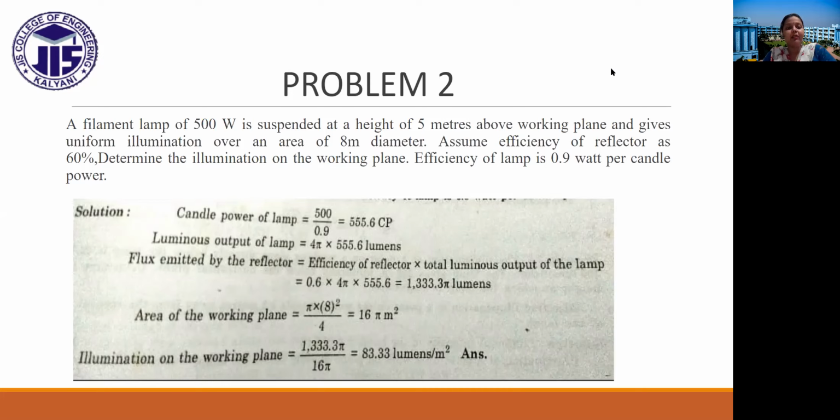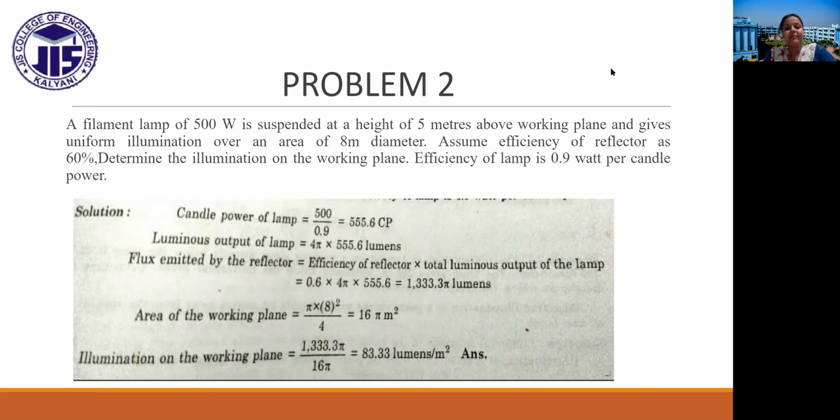So here candle power of lamp is 500 watt divided by 0.9. So it will be 555.6 candle power. Now luminous output of lamp. Here candle power is given and you know the MSCP formula, which is total lumen divided by 4 pi. So you know the candle power, and if it is multiplied by 4 pi, then you can have the total lumen. So total lumen will be 4 pi into candle power.